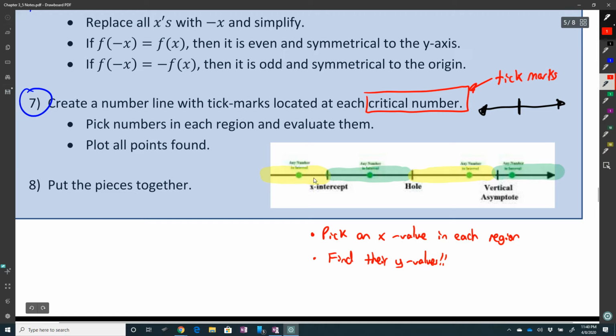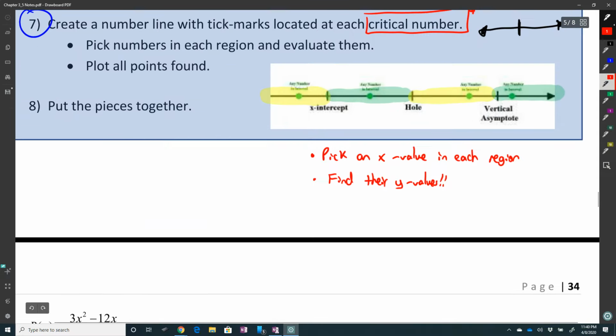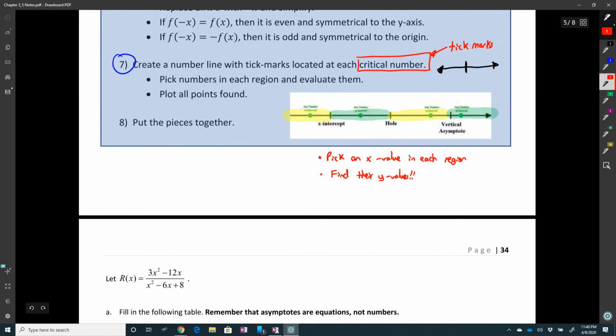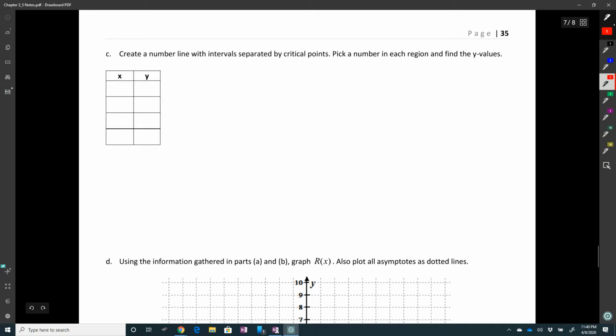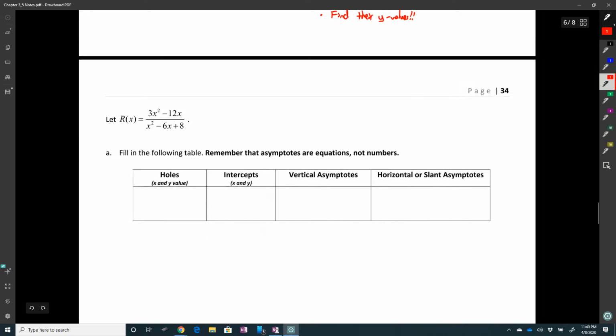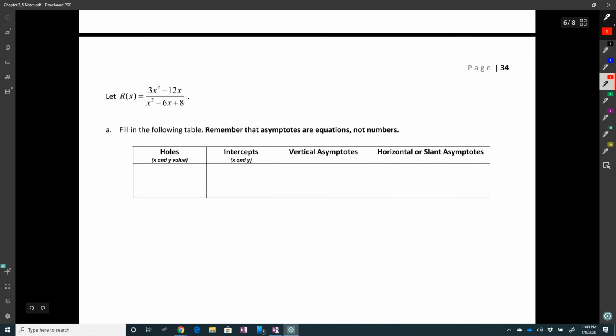So this is the only new step that we're doing. And so again, here there's 4 regions, so the little dots show the numbers that you picked. They don't have to be in the middle. As long as it's anywhere within the region, it's good. And you pick your points, you plug them in, and you find their y values. So on this page, this next example, I'm going to go through that whole process. And that step 7, the new step, is part C, and I'm going to go into detail when we get there. So first, let's go through steps 1 through 5, which is basically just filling in this table.